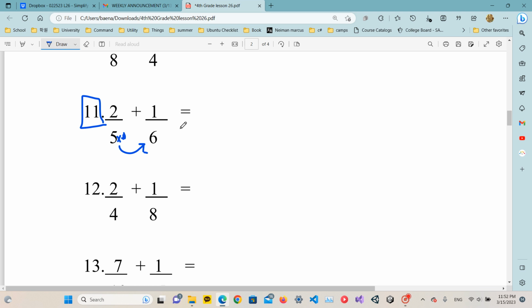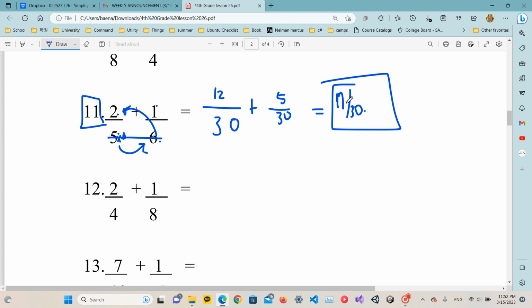So what we're going to do is, if you don't have any common factors, then you have to multiply these two denominators together. So 5 times 6 is 30. And whatever you do to the bottom, you have to also apply to the top. So it'll be 12 plus 5, which is equal to 17 over 30. And what's cool about this is that if you can't simplify the denominators, your answer cannot be simplified either. This is 17.